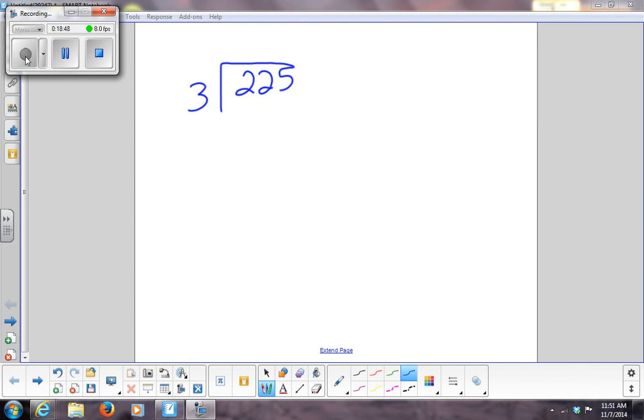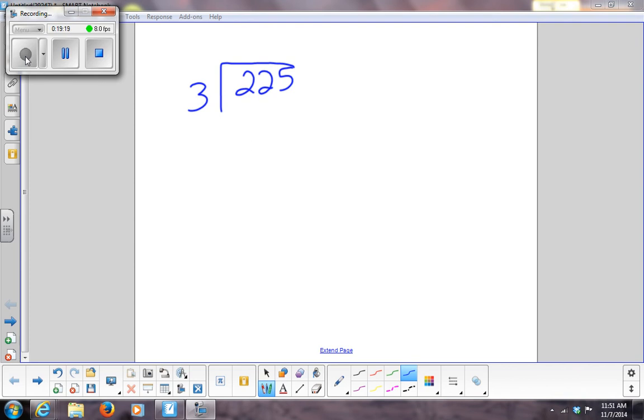Can we go 90? We start off at 100. Can we go 90? No, because 3 times 9 is 27. Can we go 80? No. Why? 24. We're only at 22. So 3 times 80 would equal 24, so we can't go to 3 times 80. 3 times 70? Yes. What is 3 times 70?